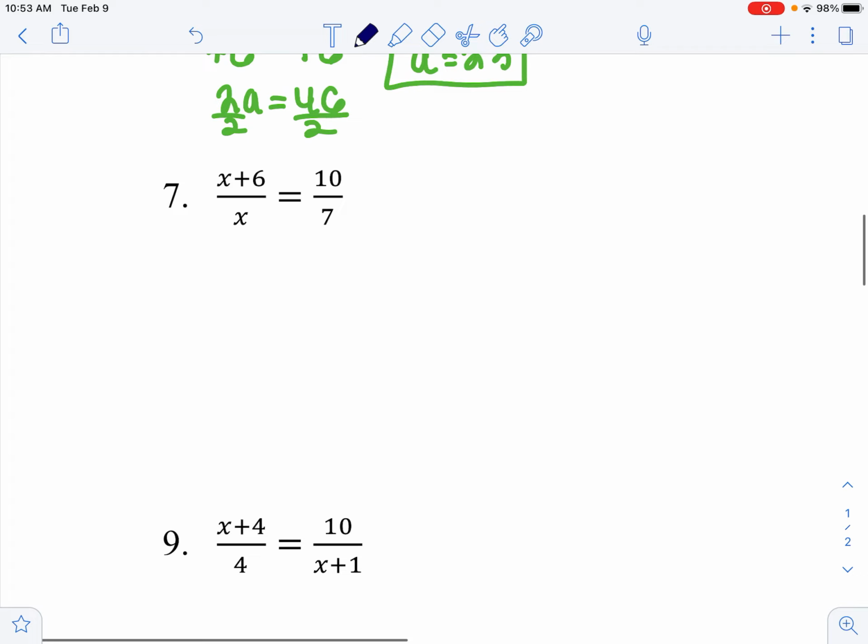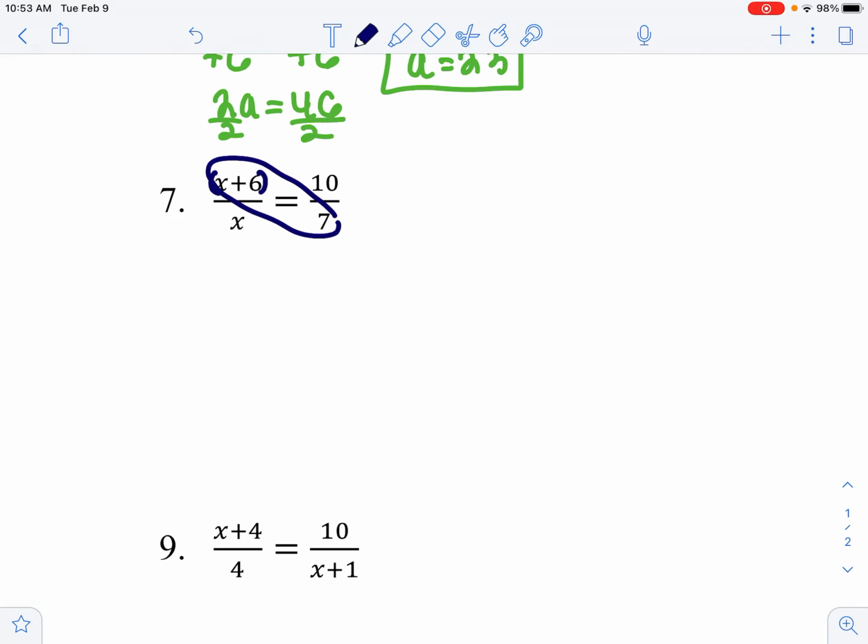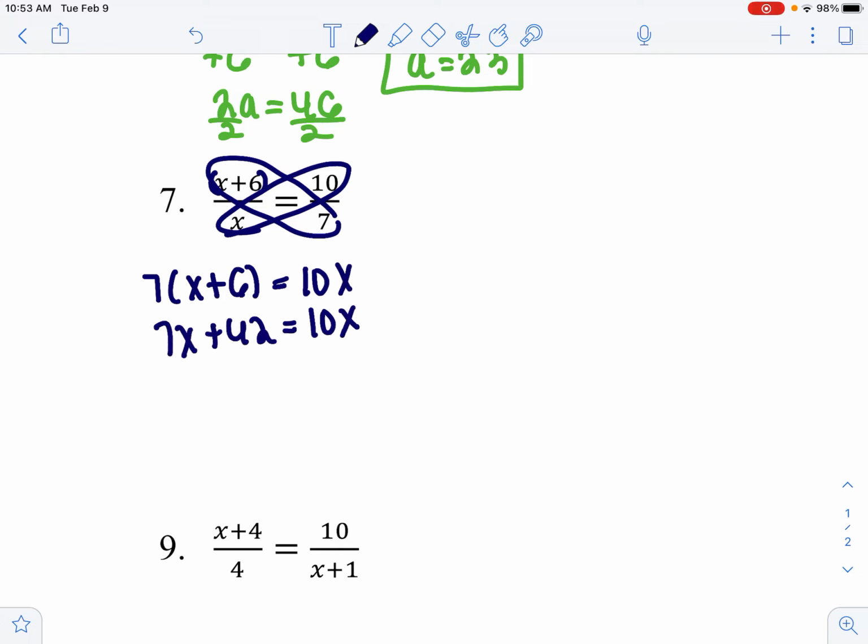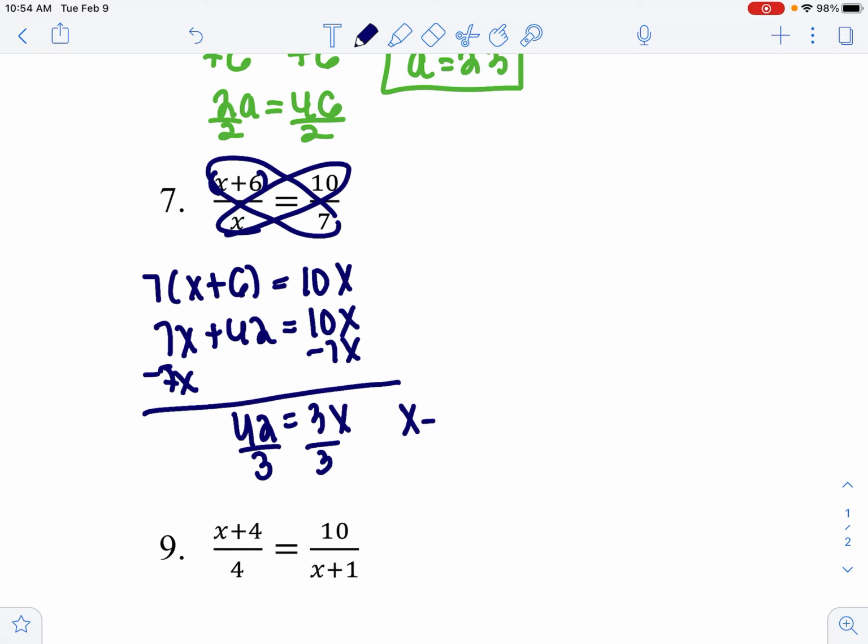Okay, the next one. I see a binomial, so I'm going to put it in parentheses. Multiply. 7 times (x plus 6) is equal to 10x. 7x plus 42 equals 10x. I'm going to subtract 7x from both sides. 42 is equal to 3x, and then divide by 3. And I get x is 14.